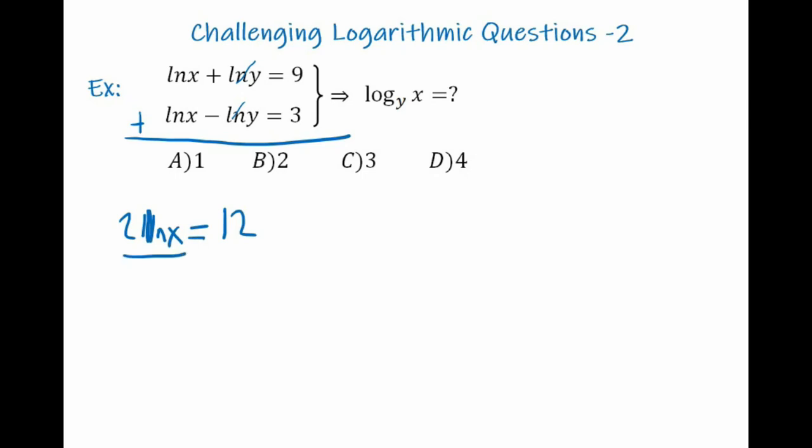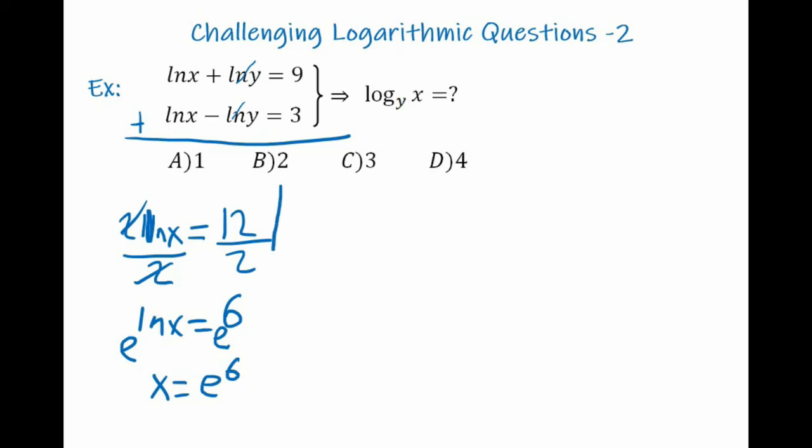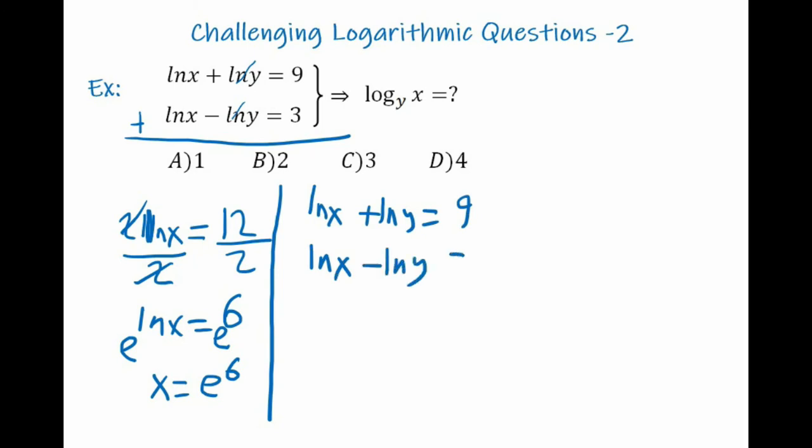And if you divide both sides by 2, then ln x is 6, guys. And if you put e as a base on both sides, the left side becomes x. So x is e to the power of 6, guys. And I will do a similar thing to find y. Let me write the equations again. ln x plus ln y is 9, and ln x minus ln y is 3, guys.